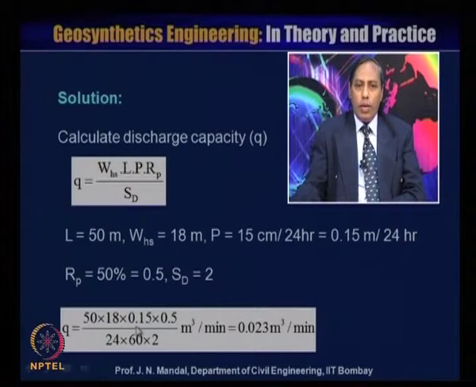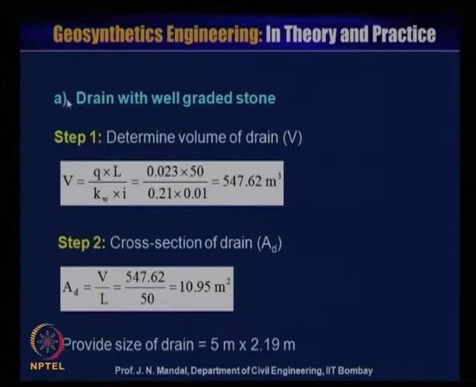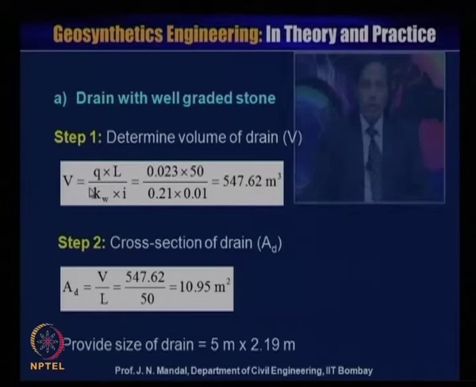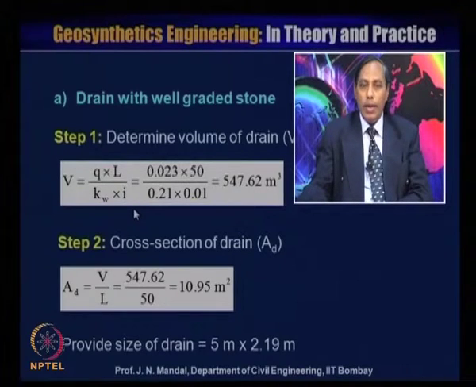So, you can calculate Q. Q is equal to 0.023 meter cube per minute. Now, case A, drain with well graded stone. Step 1, determine the volume of the drain. So, volume is equal to Q into L by Kw into I. Q is 0.023, L is 50 meter, and Kw is 0.21, that is the coefficient of permeability of the well graded aggregate, and I, that is slope, is 0.01.